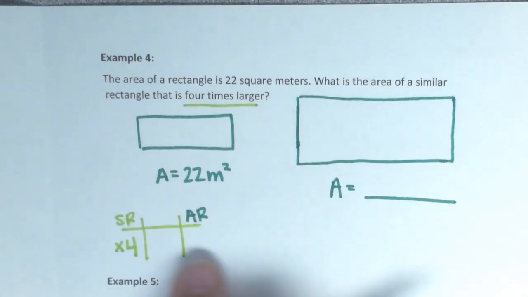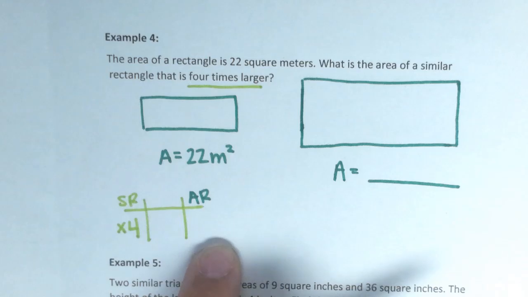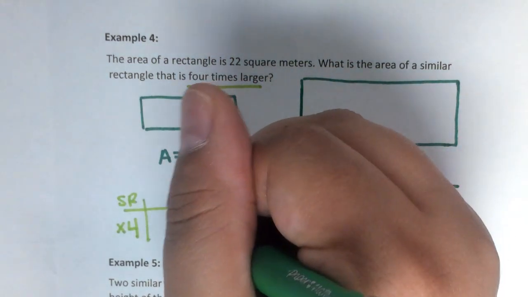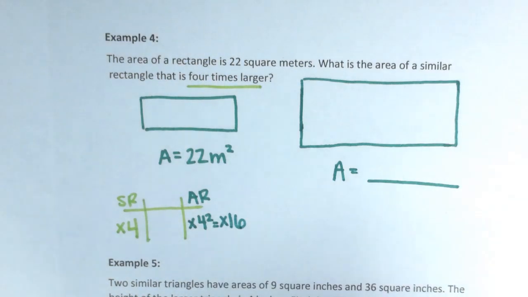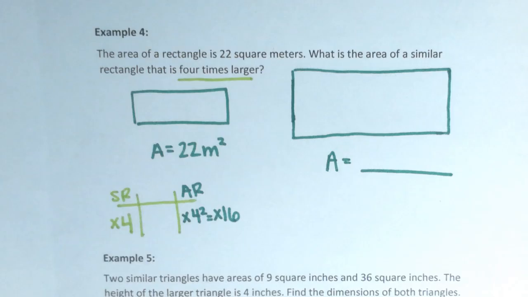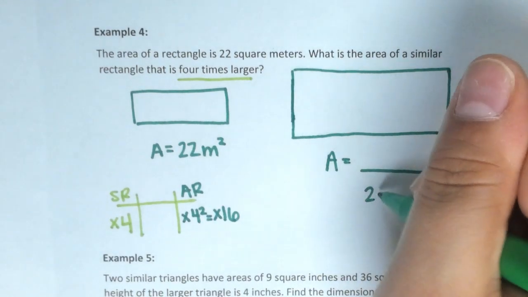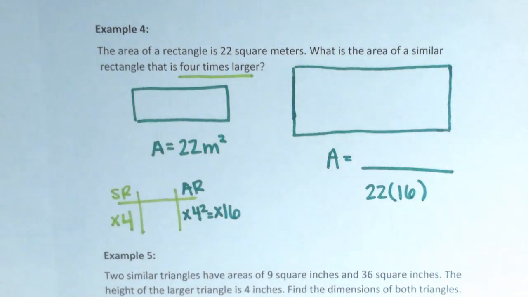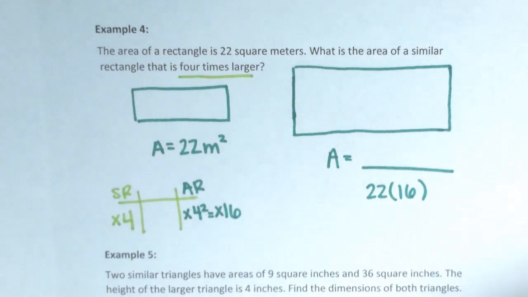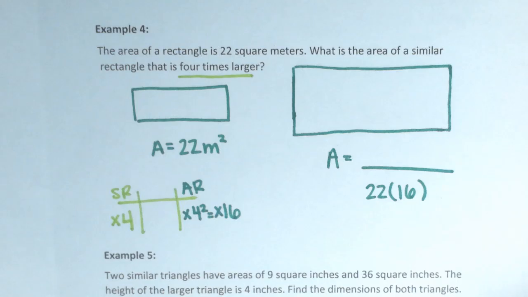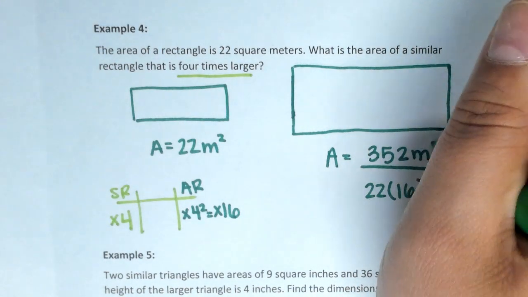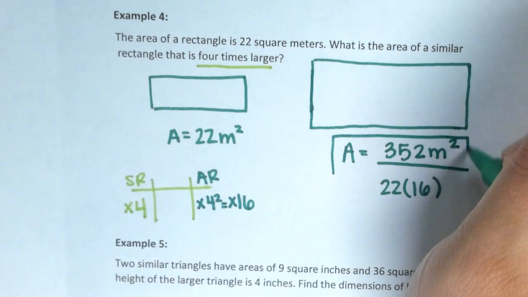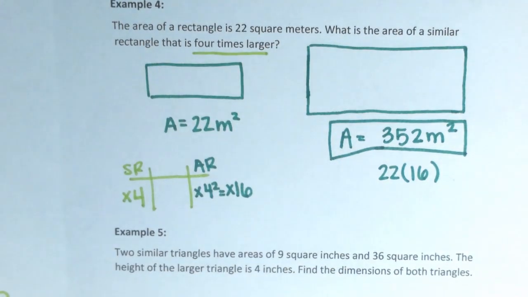How do I go from this column to this column? Square. So it's going to be times 4 squared, which is times 16. So how do I find the new area? 22 times 16. What is 22 times 16? A big number. 352. So my new area is 352 meters squared.